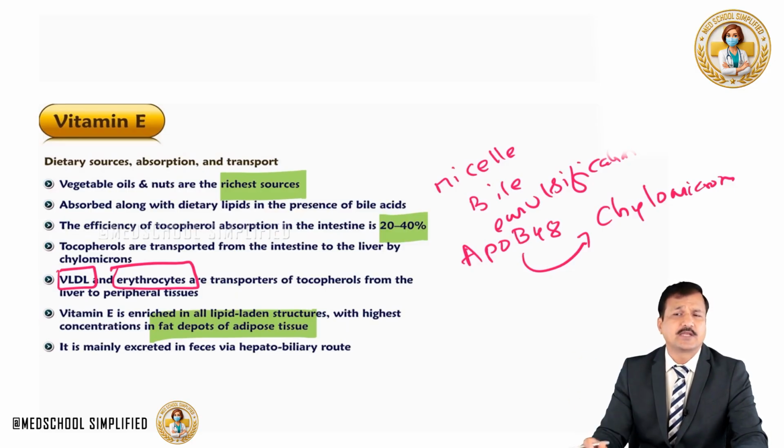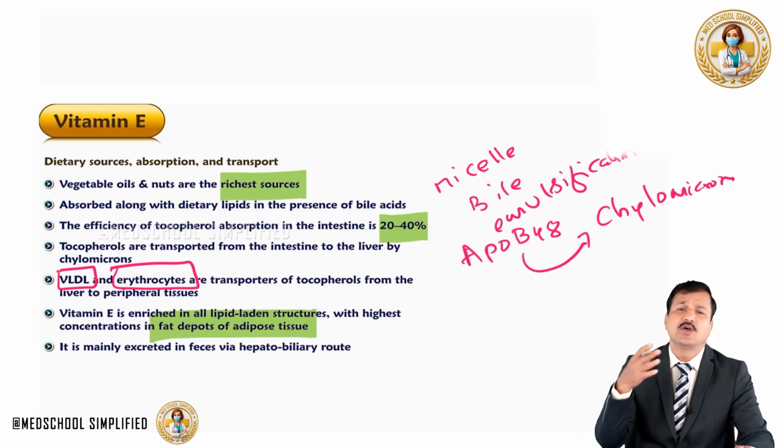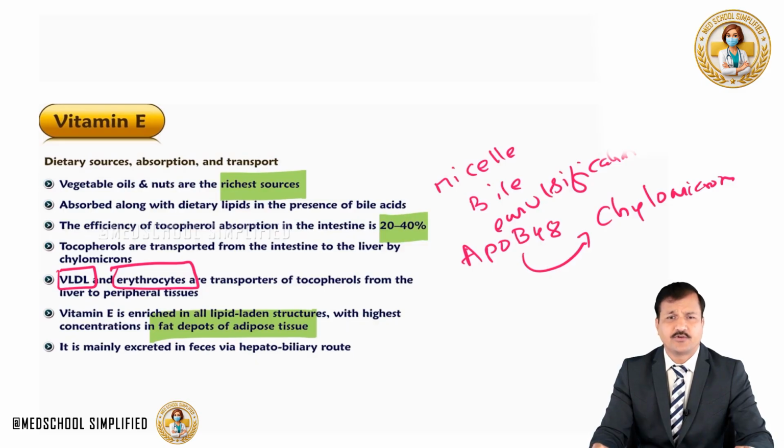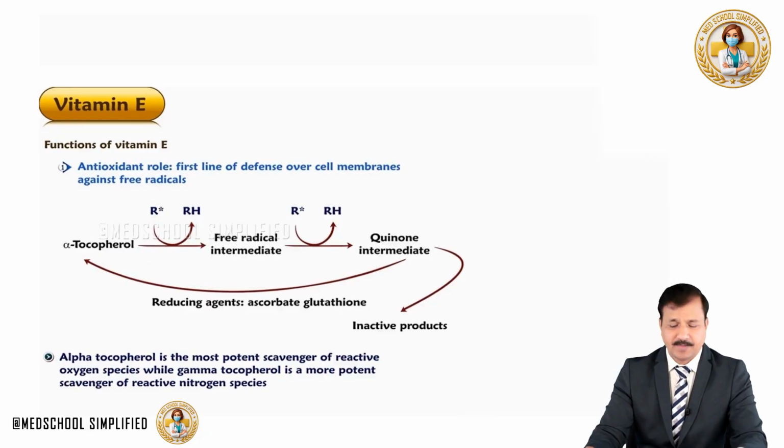From the duodenum, it can go out of our body in the feces, because only 20 to 40% of vitamin E is absorbed. So the rest is just going out in the feces. That's how vitamin E is excreted out of our body in the feces. Coming to functions of vitamin E.